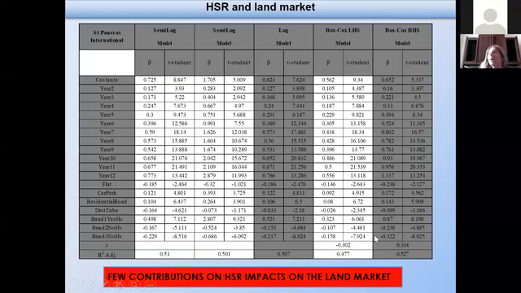Again, there is a lot in the literature on short rail accessibility impacts on the land market, but on long distance rail accessibility on the land market, there are so few contributions in the literature. This has not been considered so much, so this is something that should be reconsidered.